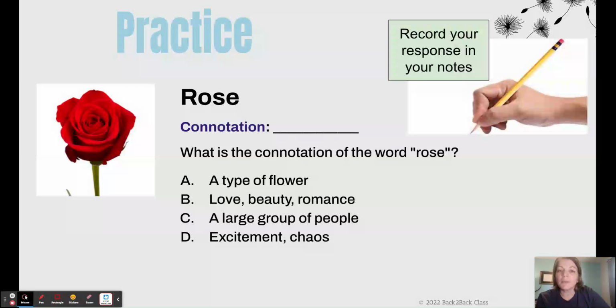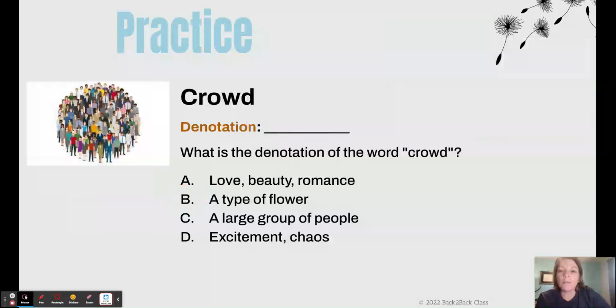Again, let's write down our answer in 5, 4, 3, 2, and 1. All right, I know you guys are super smart and that you wrote down that the answer is B, love, beauty, and romance. All right, now that we've done rose, let's do one more.